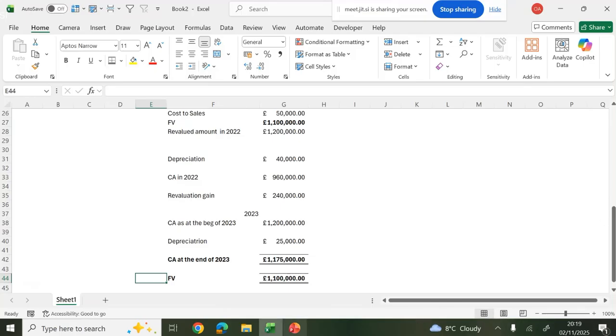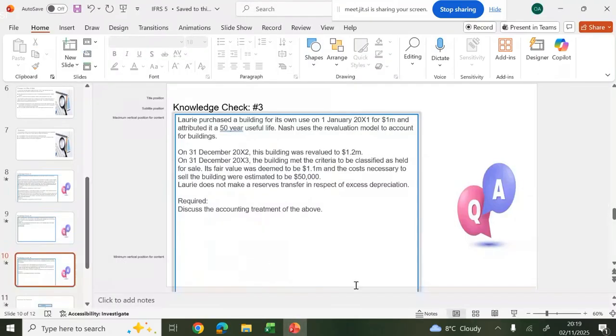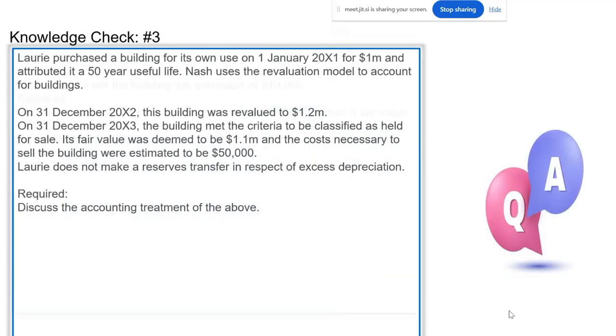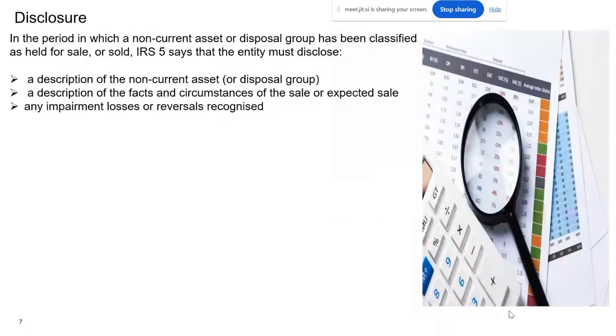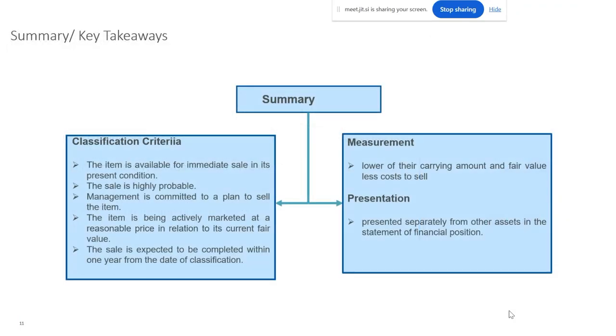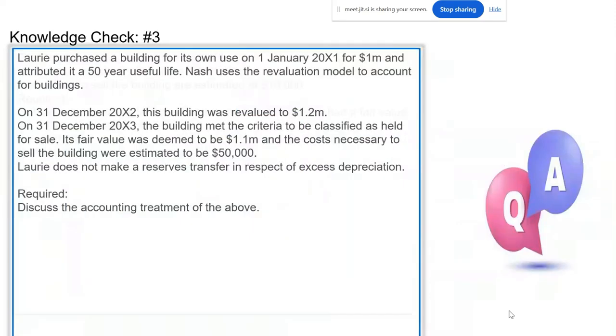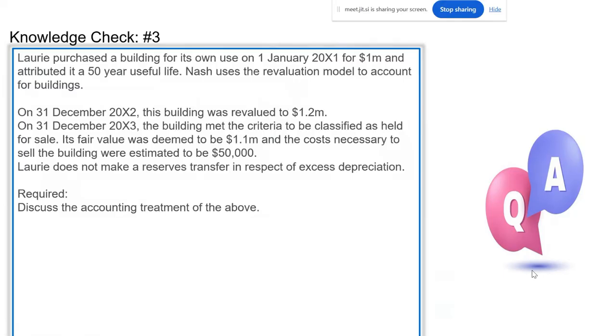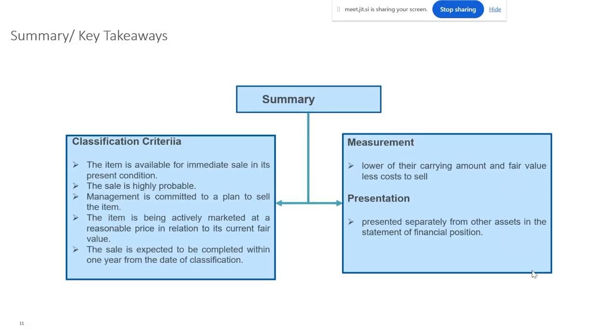So the other thing we need to look at is disclosure requirements. I think we look at disclosure requirements in summary. So what about the accounting entry? The accounting treatment is very straightforward.